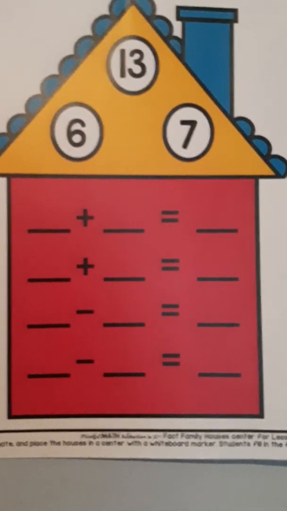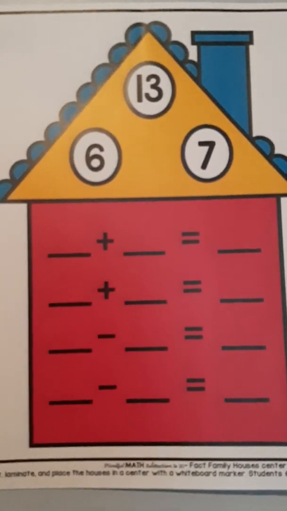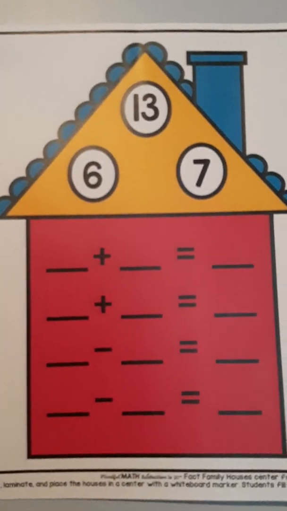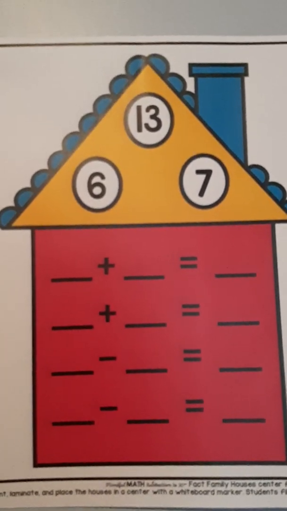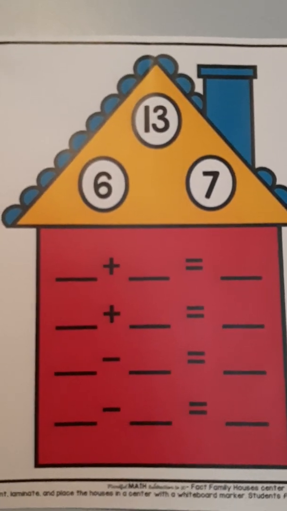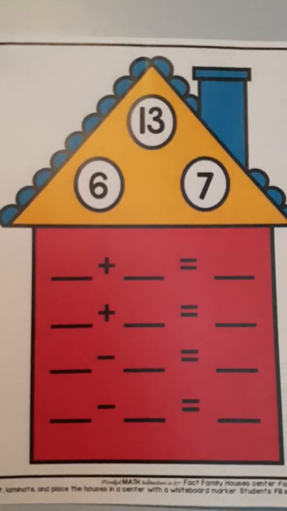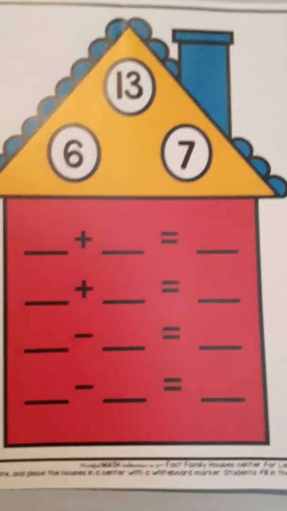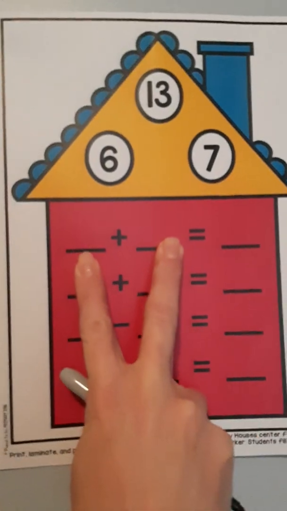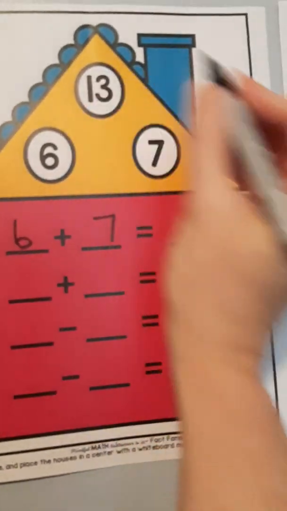Now we're going to build a fact family with 13 as the whole and 6 and 7 as the parts. And again, I just noticed that when I go to build the adding questions, I'm going to actually be building doubles plus 1 questions. And I'll tell you why. Okay, when I do the adding questions, I start with the parts. So 6 plus 7 equals the whole.